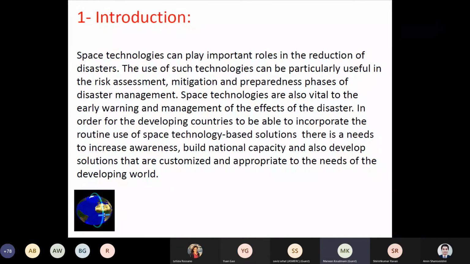Yes, as you know, space technology can play important roles in the reduction of disasters. The use of such technologies can be particularly useful in the risk assessment, mitigation, and preparedness phases of disaster management.